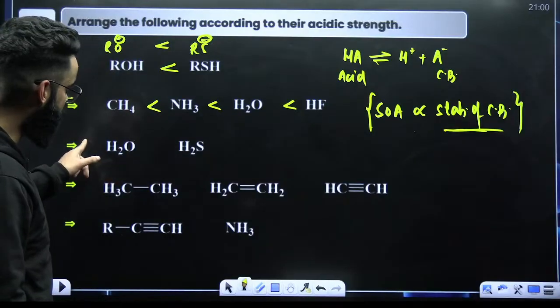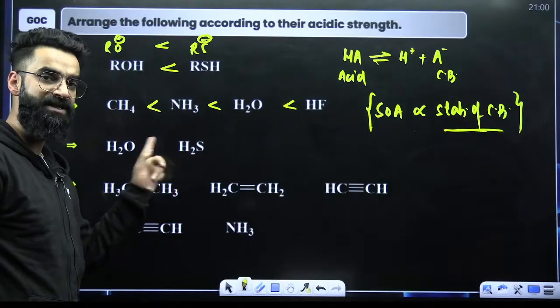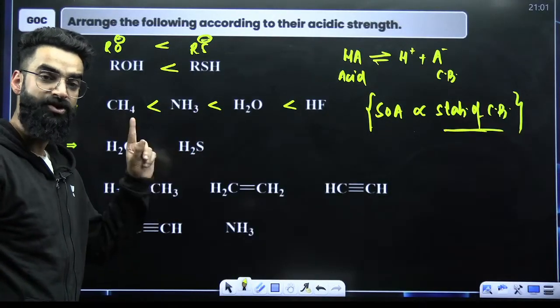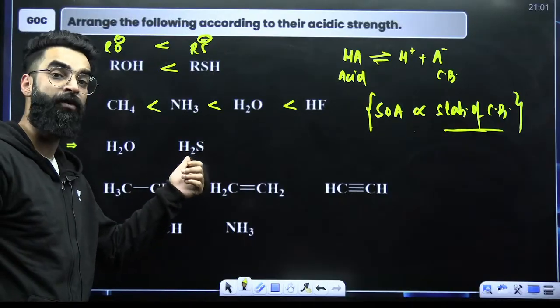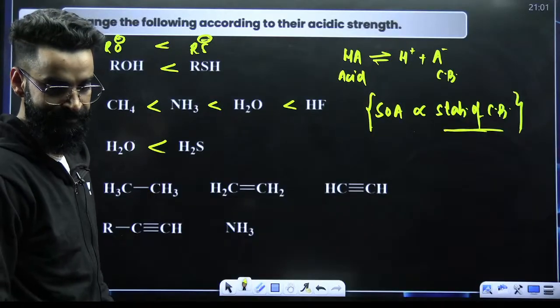Perfect. Take H positive here out, oxygen carrying negative. H positive out, sulfur carrying negative. Oxygen, sulfur, same group, VCD. More size, less VCD, more stability. So the conjugate base which we get here will be more stable. If the conjugate base here is more stable, that means acidic strength would be more.